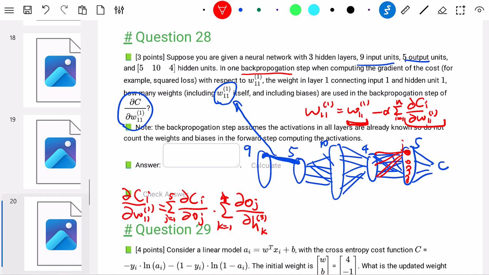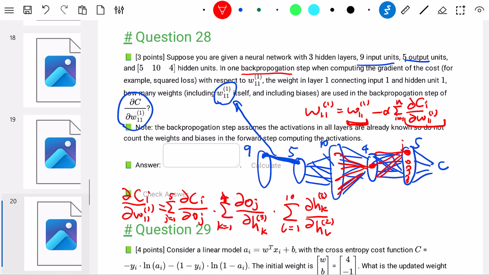Okay, so that's the next step. And then I think you can see the pattern. If you pick any arbitrary one of these 4 hidden units, it has a derivative with respect to all 10 units in the previous layer. So let's do the sum: the derivative of hk3 with respect to, say, hl2, and there are 10 of them, so l is from 1 to 10.